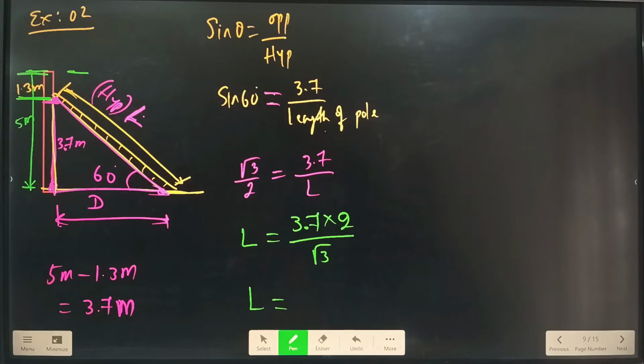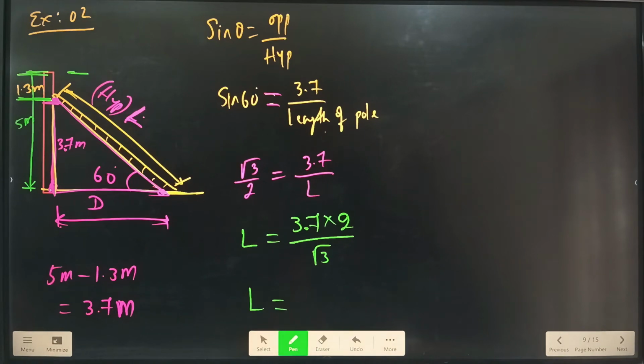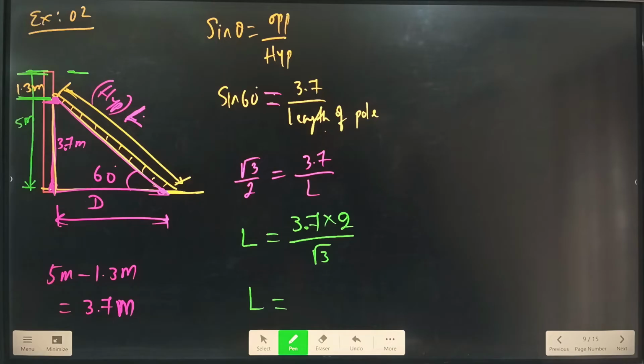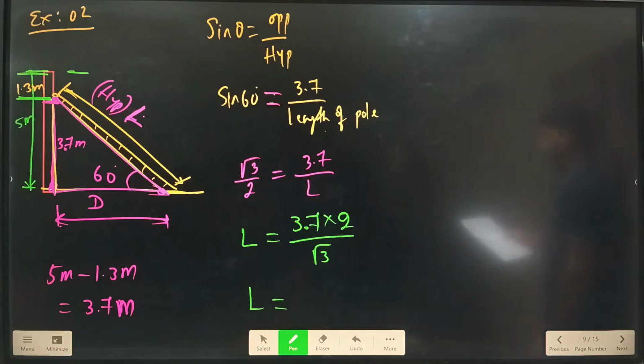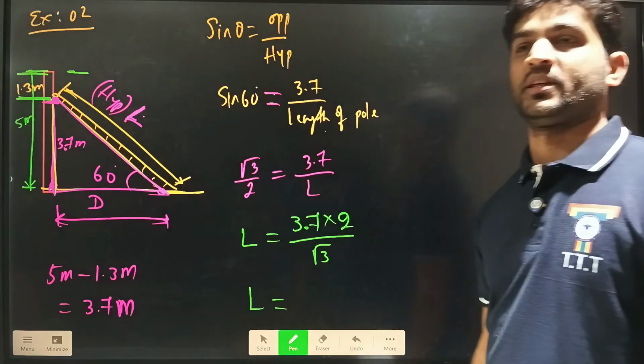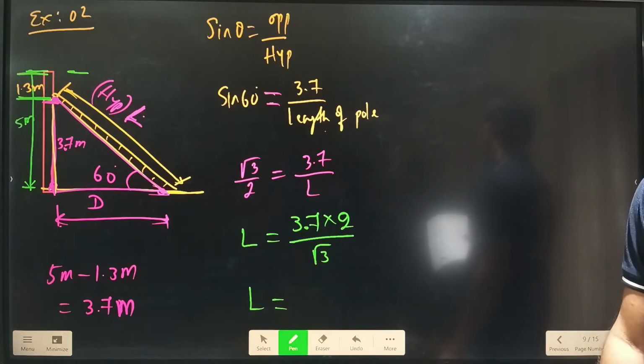Anyone? 1.74. Is it 1.73? Yes, check my remaining students. Is it given in the question? Okay, fine, good. Yes, if you are applying that, yes, brother, 3.7 now, into 2. Just multiply the 3.7 into 2, 7.4.